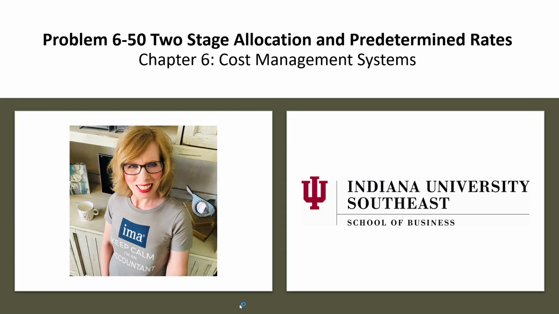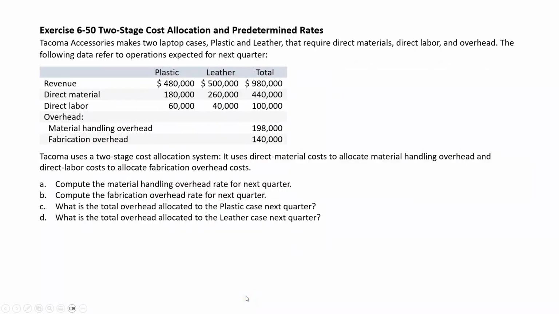In this video, I'm going to demonstrate two-stage allocation predetermined overhead rates. So versus having one overhead rate, which we often knew as a plant-wide predetermined overhead rate, we're going to divide the overhead into two different categories. Sometimes you might also know this as departmental overhead rates, same type of concept.